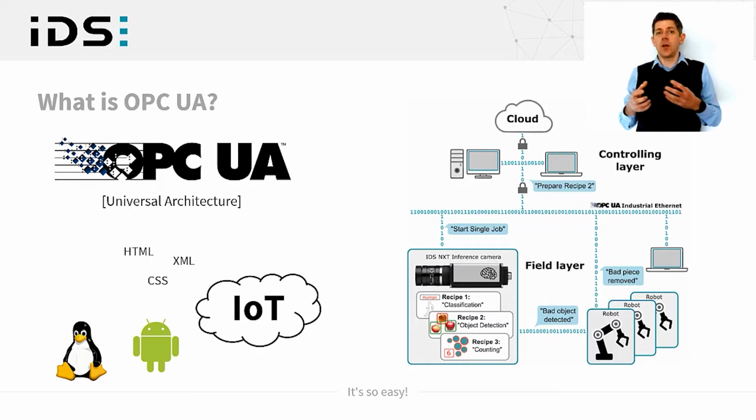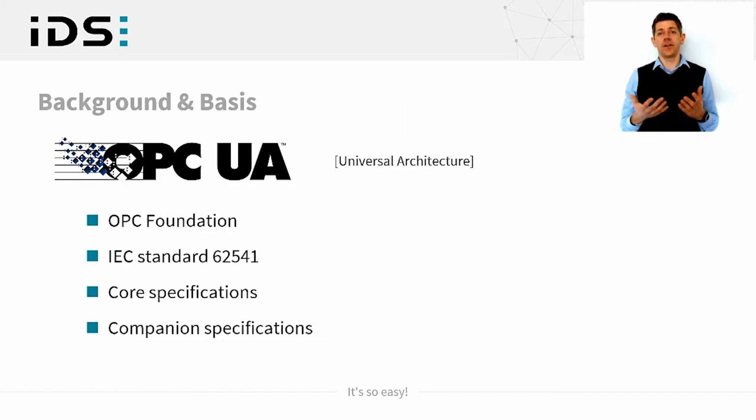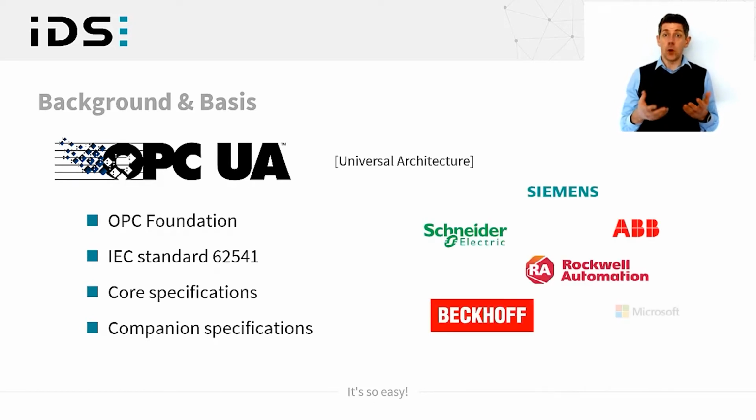So we can see OPC UA is well thought out, but new ways of industrial communication must always have industry backing for it to be widely adopted. So the OPC standard is managed and developed by the OPC Foundation, and this is an organization of nearly 700 members worldwide and includes some very big names in the world of automation and computing like Siemens, ABB, Rockwell, Microsoft, Beckhoff, Schneider Electric, and IDS is also a member.